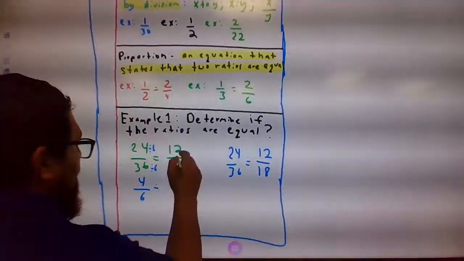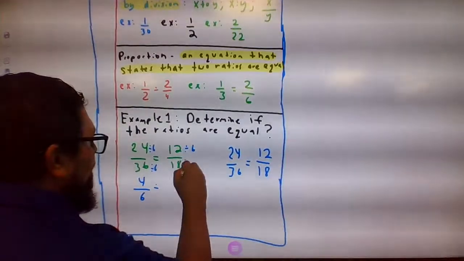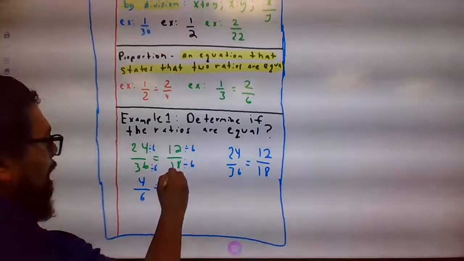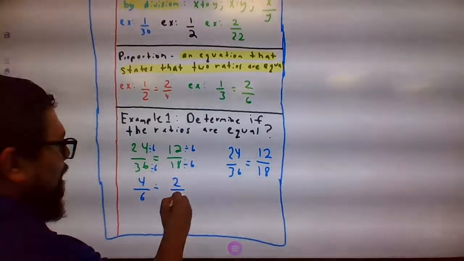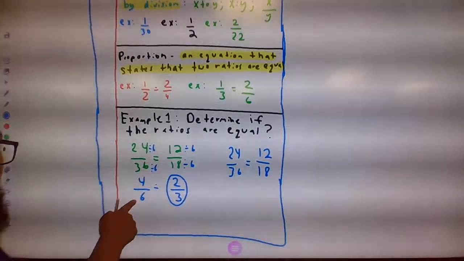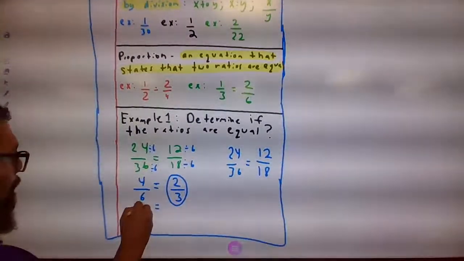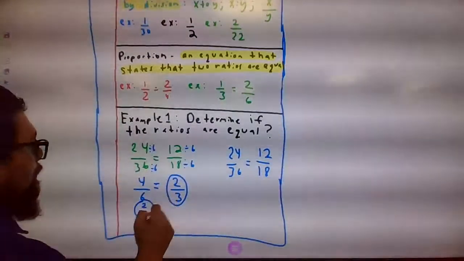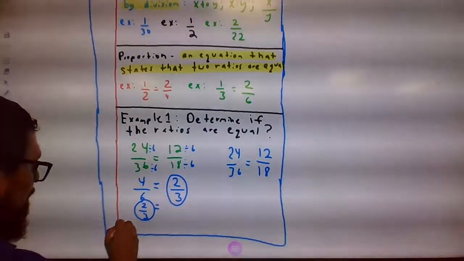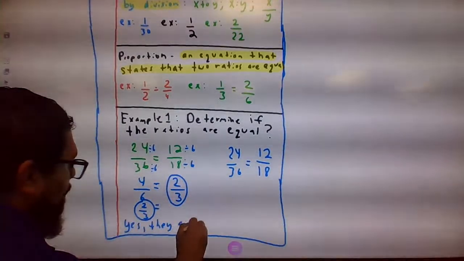And over here is 12 divided by 18. So let's divide this by 6, divide this by 6. 12 divided by 6 is 2. 18 divided by 6 is 3. So this one's already simplified. This one's not. Can we still simplify this one more? Yes. It looks like it's 2 over 3. So determine if the ratios are equal. Are they equal? Yes. They are equal.